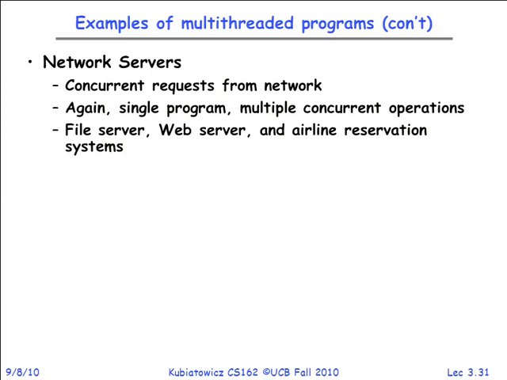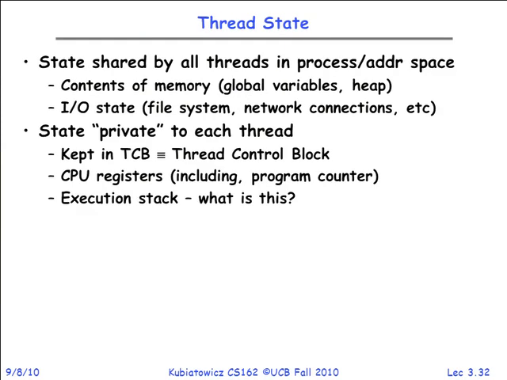So the thread state, just to close this out. State shared by all threads in a process is the memory contents and the I/O state. That's common. What's separate? The private part for a thread is the thread control block, TCB. What has it got? This shouldn't surprise you because we started with this. It's got the CPU registers, it's got the stack, etc.